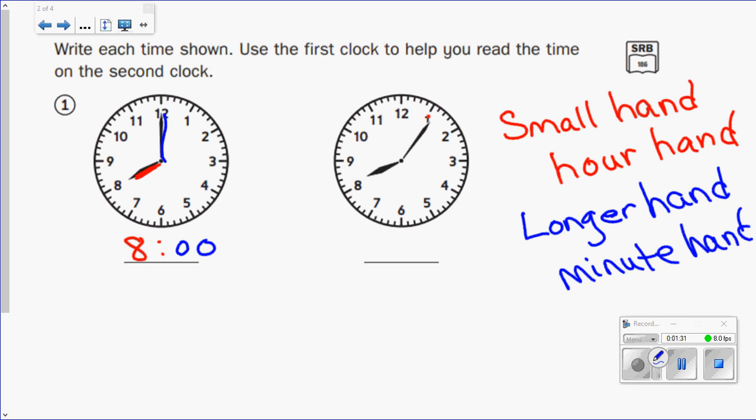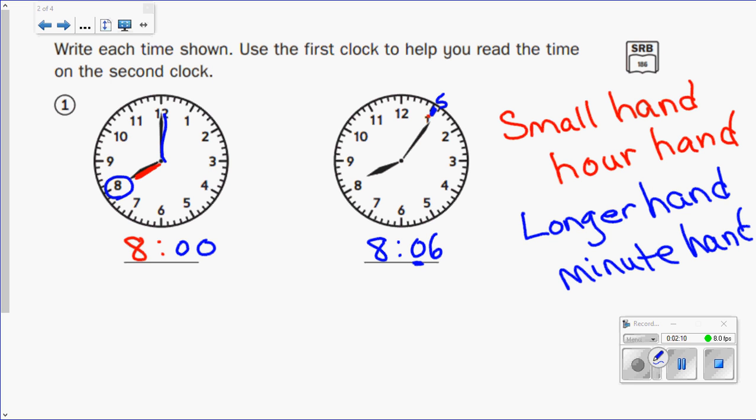Well, we decided that the hour was 8, and it's still on the 8, okay? And remember, each number that you go past is counted as 5 minutes. So here would be my first number, which is 1. But if you notice, this is 1 slash mark past the 1. So this would be 5, and then one more slash mark would be 6. So it is 8:06.